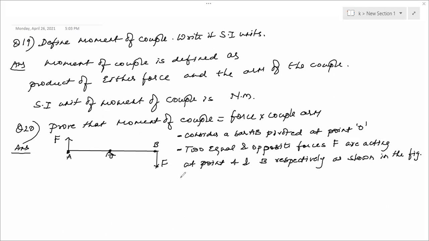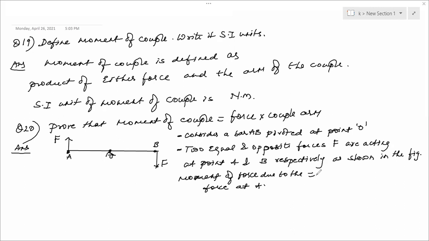Okay. So what is now first one? Moment of force F. Moment of force due to the force at A. Got it?